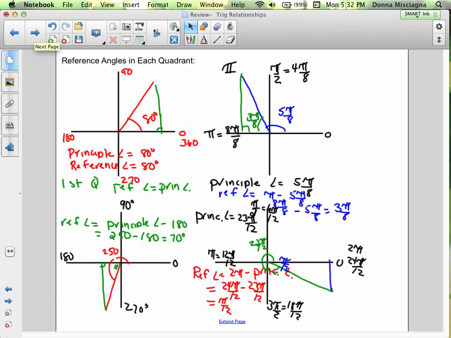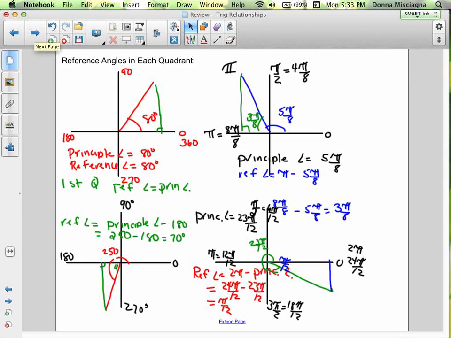You just follow the rules to help you get back to the x-axis. First quadrant, you don't have to do anything to find the reference angle. Second quadrant, you subtract from 180 or pi. In the third quadrant, you subtract 180 or pi from the principal angle. And in the fourth quadrant, you subtract your principal angle from 360. This was not in your notes, but you could add it if you'd like, especially if you're having trouble finding reference angles.